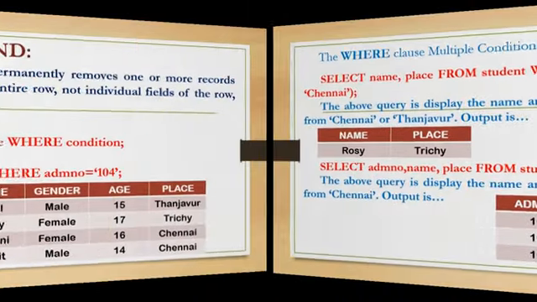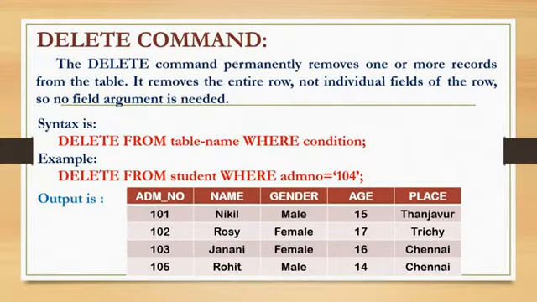The next one is the delete command. The delete command is used to delete a row permanently. It removes the entire row, not an individual field of the row, so no field argument is needed. The syntax of the delete command is: delete from table where condition.